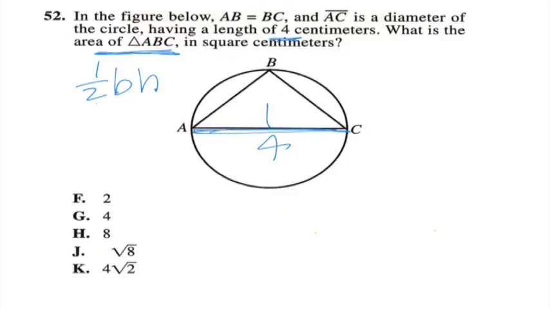I also need the height, which they didn't tell me, but what they told me when they said this is 4, they told me that the radius of the circle is equal to 2. So this would be 2 as well. So now my formula is just going to be 1/2 of 4 times 2. 4 times 2 is 8. Half of that is 4, making the answer G to 52.